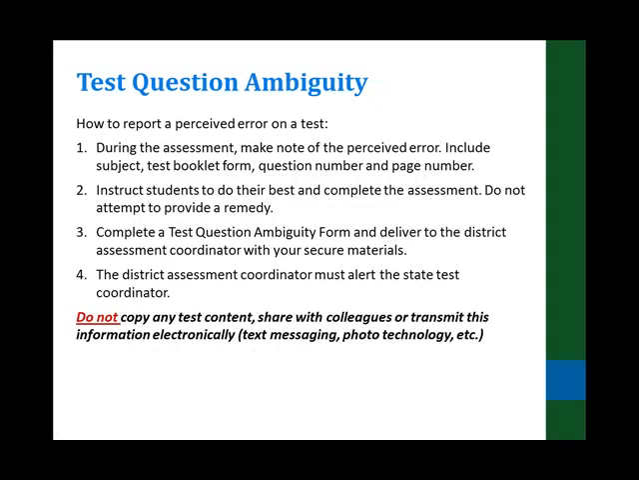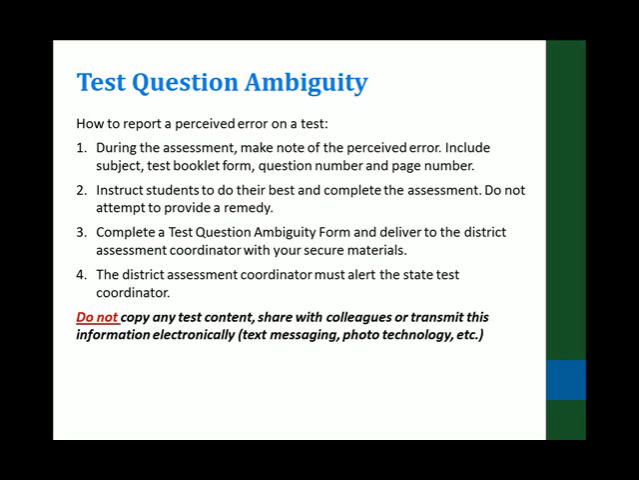If a student or staff member feels that there is a potential error on the assessment or feels a question is ambiguous or has no correct answer, please make sure that they do not discuss the contents with anyone. The staff member should make note of the perceived error, include the subject, test booklet form, question number, and page number. They should then instruct the students to do their best and complete the assessment. Assure students that a remedy will be provided by the state if necessary. Do not attempt to provide a remedy yourself.